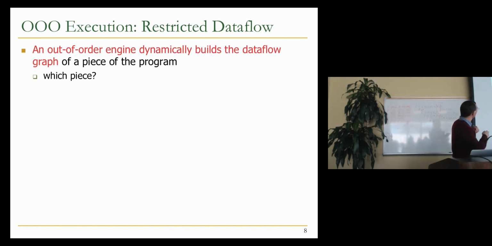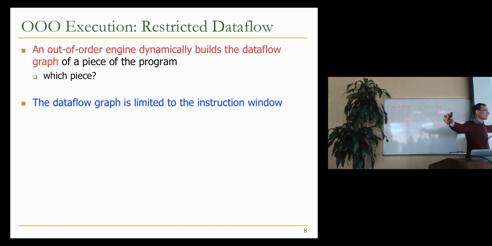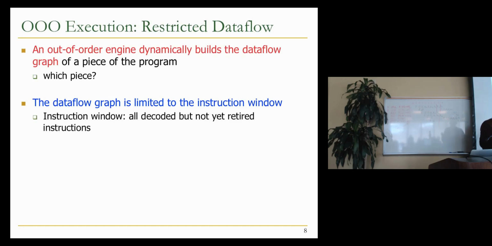Which piece does it build? Well, it doesn't build the entire program, right? Because the entire program is huge. But it really builds the portion of the data flow graph that's limited to the instruction window. The instructions that are currently decoded, but not yet retired. Or more appropriately, the instructions that are in the reservation stations currently. Right?